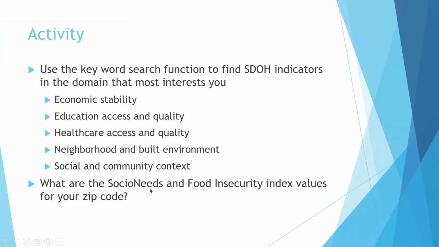Everyone is going to have their own data. So our activity is to use the keyword search function to find some social determinants of health indicators in a domain that most interests you. Once you find those, put the name of the indicator in the chat box. My other challenge for you is to take the SocioNeeds and Food Insecurity Index values and find out what those are for your zip code.